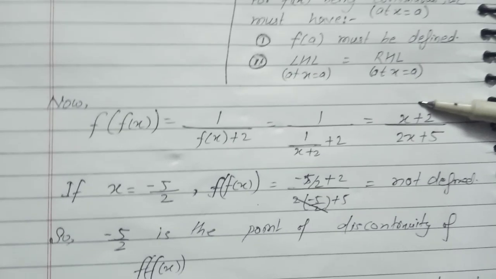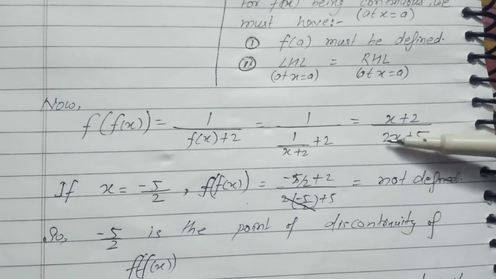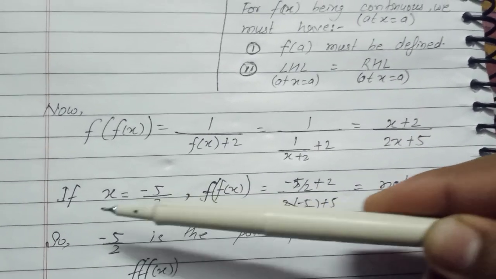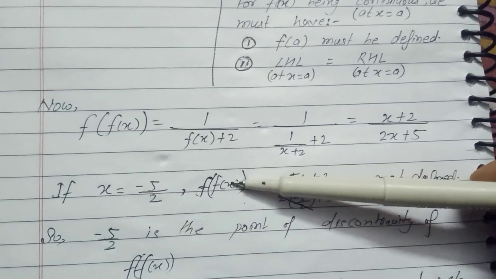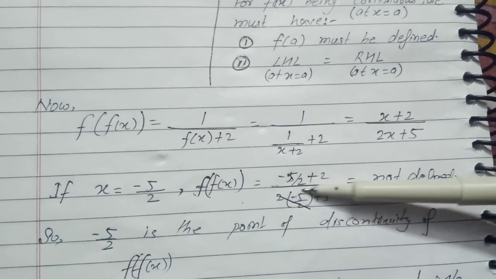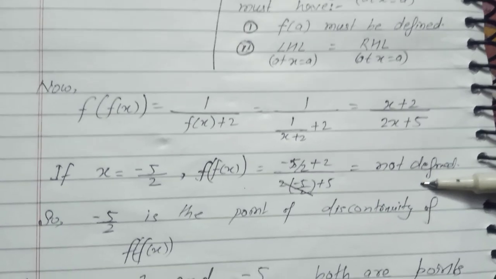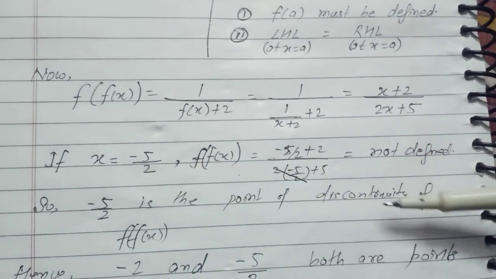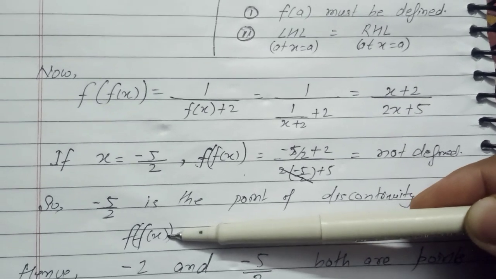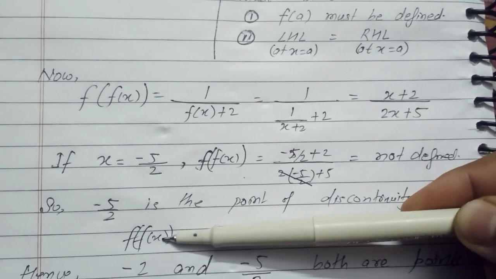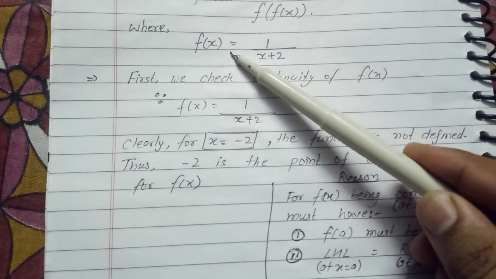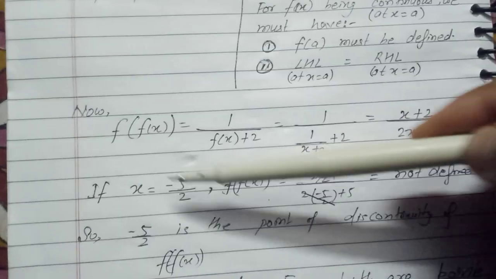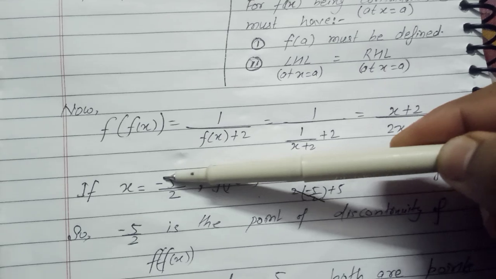Now as you can see, this composition function is defined if and only if x must not be equal to minus 5 by 2, because if x is equal to minus 5 by 2, on simplifying this composition you will get a value that is not defined. So minus 5 by 2 is the point of discontinuity for this composition. And as we know, the initial function f(x) is discontinuous at point x equal to minus 2, and this composition is discontinuous at point x equal to minus 5 by 2.